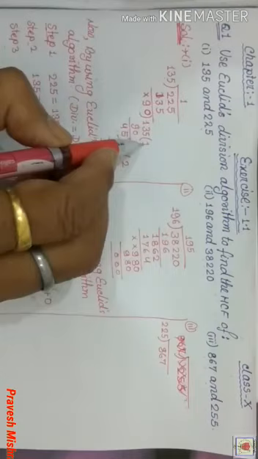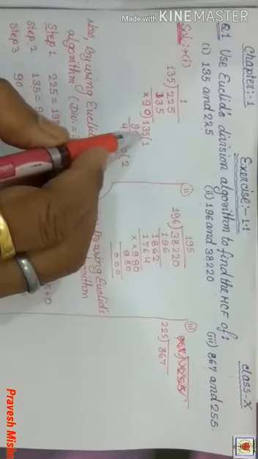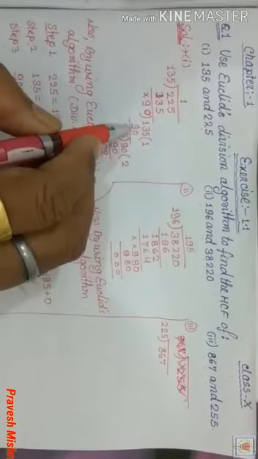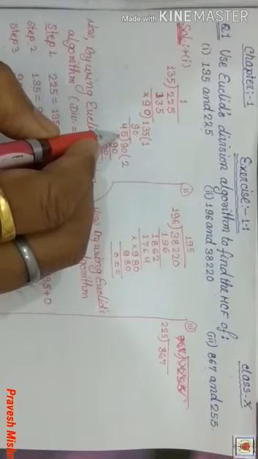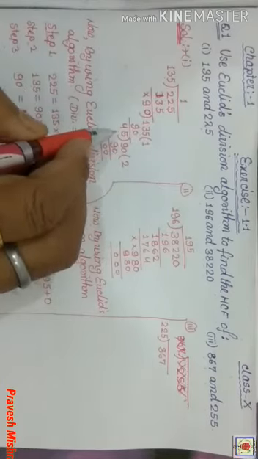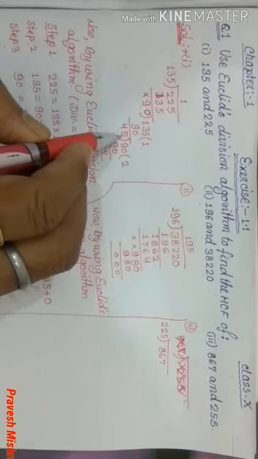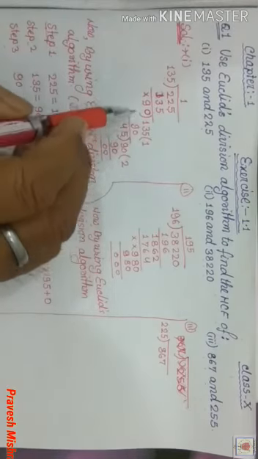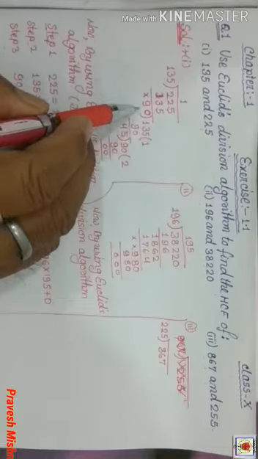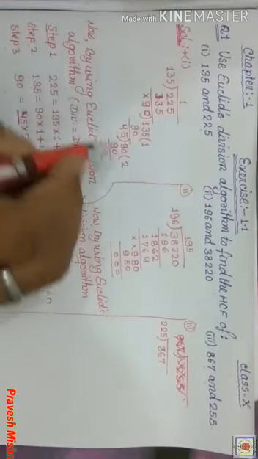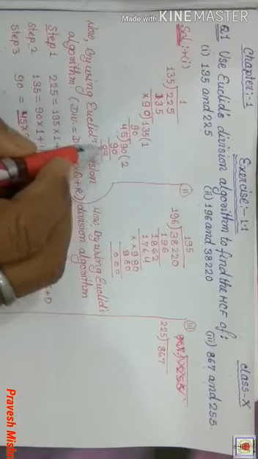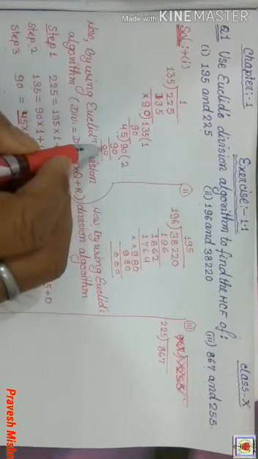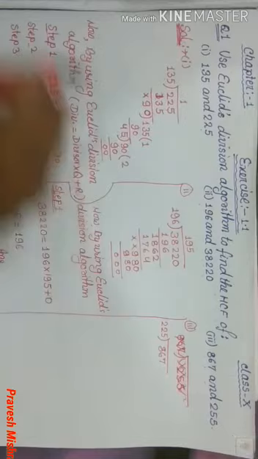Now 90 once is 90. Subtract 90 from 135, you will get 45 as a remainder. And this time 45 will become the divisor and your new dividend will be 90. So 45 twos are 90 and you will get 0 as a remainder.